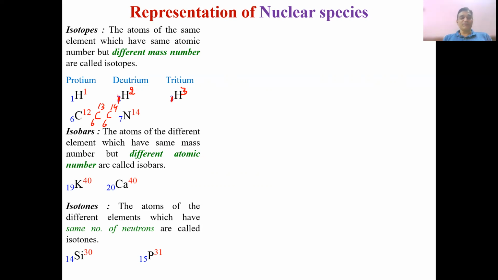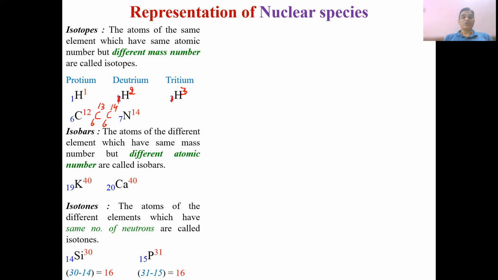You can calculate the number of neutrons in both of these species. The number of neutrons is the difference between the mass number and the atomic number, because the atomic number is the number of protons while the mass number is the sum of protons and neutrons. So in case of silicon, the number of neutrons is 30 minus 14, that is 16. Similarly, in case of phosphorus, the number of neutrons is 31 minus 15, that is 16. Means both species have the same number of neutrons.